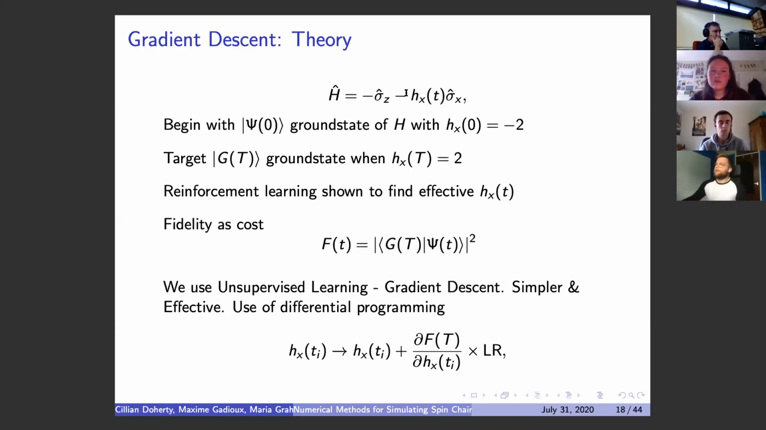So we had a Hamiltonian that looks like this, and the variable here is actually the magnetic field with time. We begin with the magnetic field at -2, and we begin with the ground state of the Hamiltonian in that case.